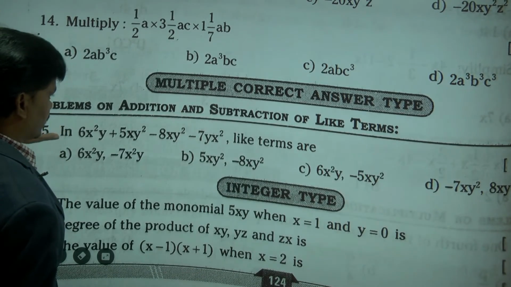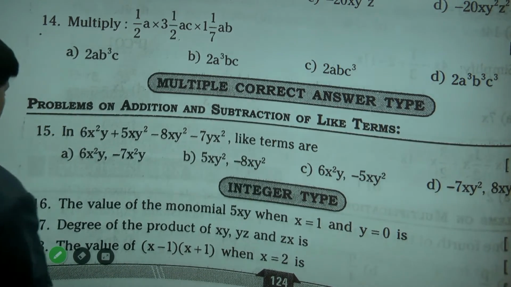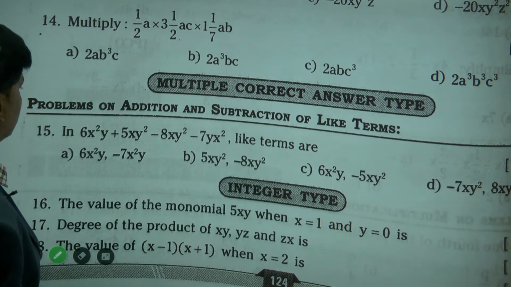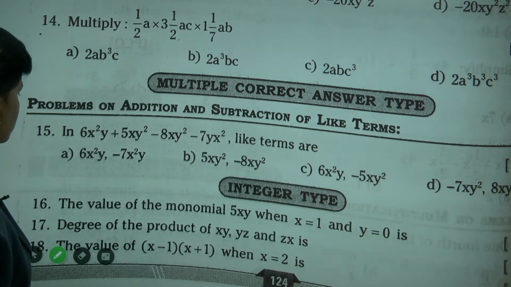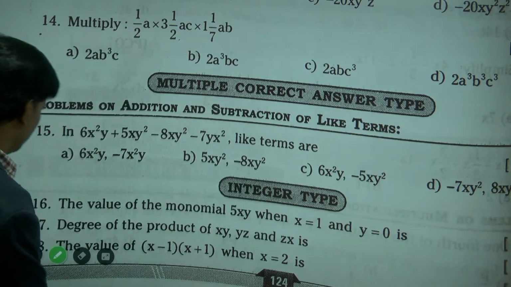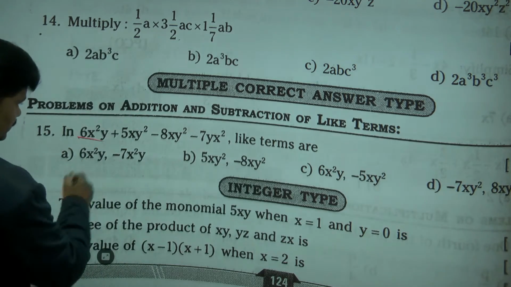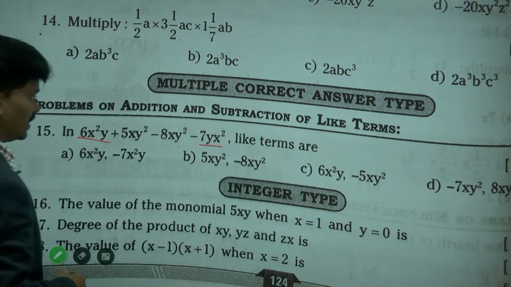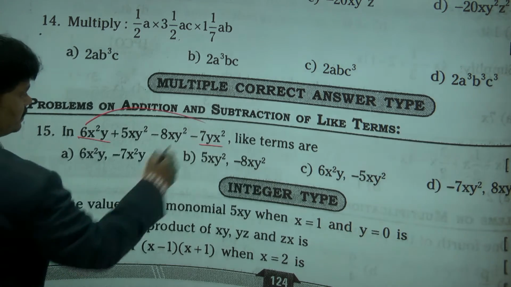Here, multiple answer type. The question is addition and subtraction of like terms: 6x square y, 5xy square, minus 8xy square, minus 7yx square. So 6x square y and x square y, these two are like terms. 6 minus 7 is how much? 1.